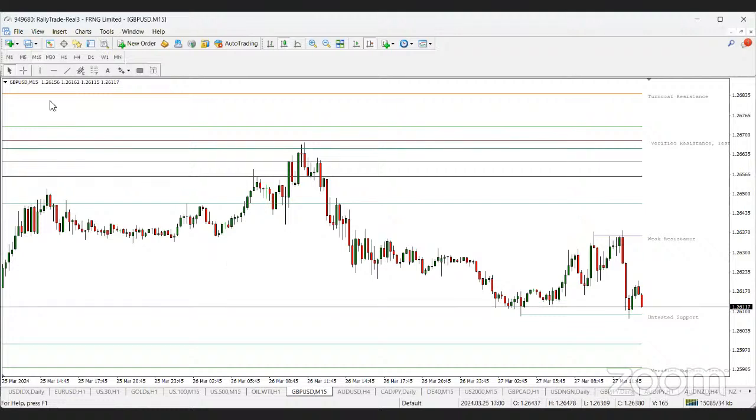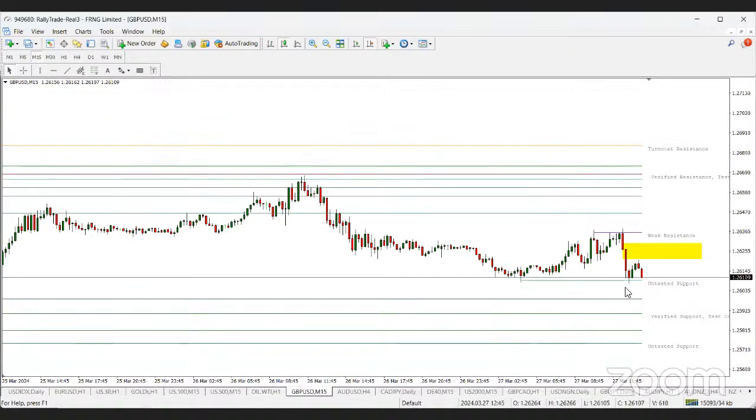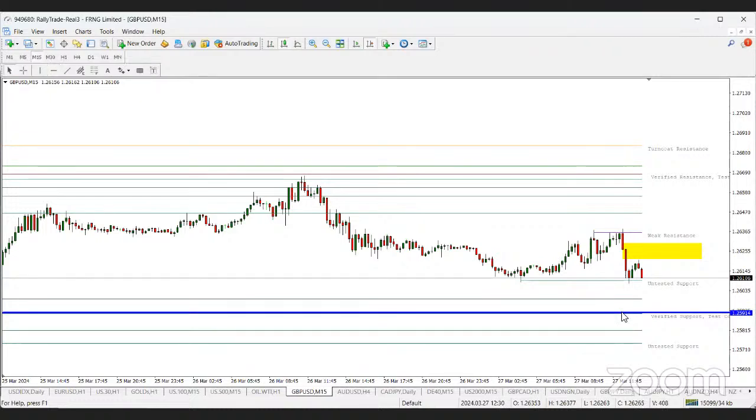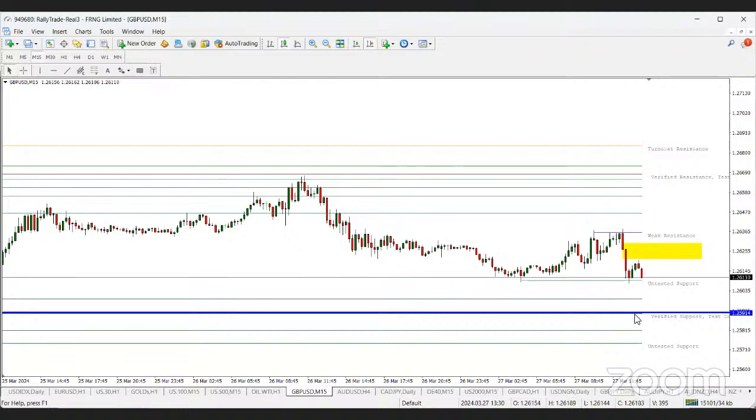I also notice a fair value gap somewhere around here that the market has not covered. So it's possible that price could head towards this point, take liquidity, fill up the gap, and then head towards this. Personally, I expect price to sell to this particular support. I expect a sell on GBP USD, but I would not just sell at this point, even if I expect it to break this support.